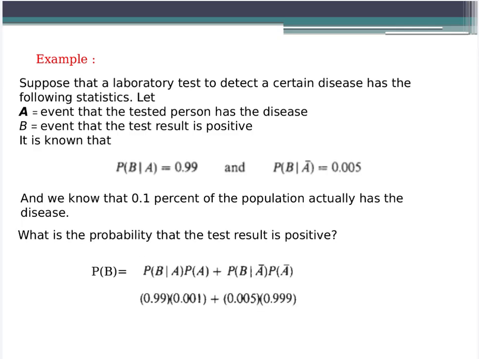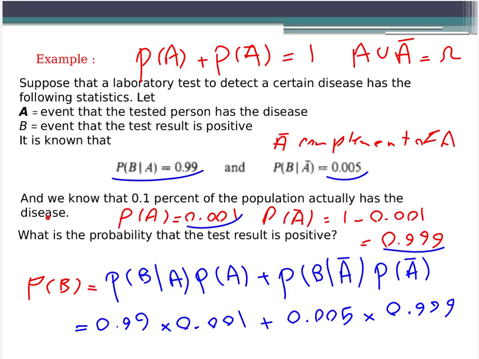How can I get the probability of A? The probability of A is given in the problem. In the problem statement, it says that we know that 0.1% of the population actually has the disease. When we know that this percent of the population actually has the disease, it means that the probability of A is equal to this value. We have this value from the problem statement.